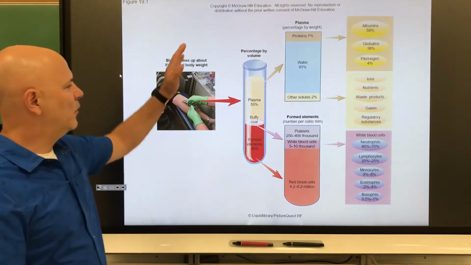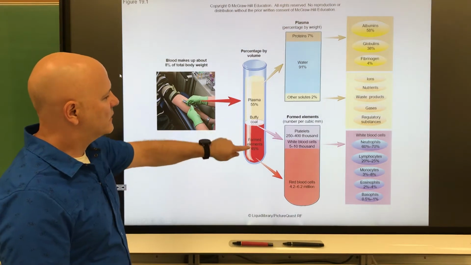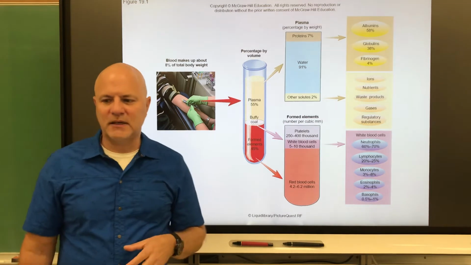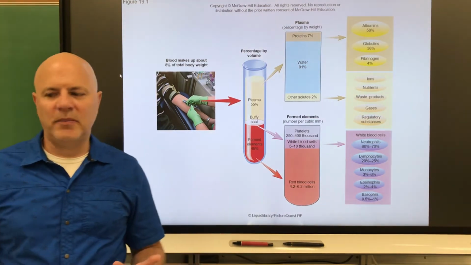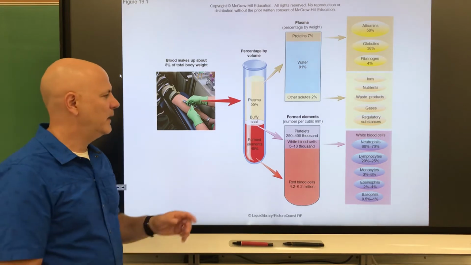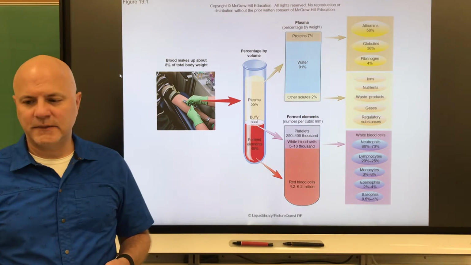Okay, so when we take blood, we put it into a centrifuge. It's going to separate into 3 parts. So this lower part is where the red blood cells are, and this is known as the hematocrit. So this is a volume percentage of red blood cells within a sample of whole blood, and it's about 45% of what's in blood is our red blood cells.